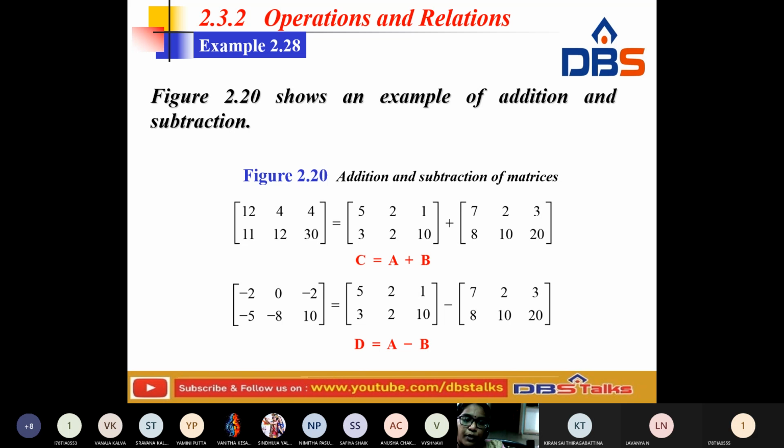This is how we perform the addition and subtraction operations on these matrices. We already know this, but we can recollect with this example how we perform the addition and how we perform the subtraction on this kind of matrices. So this is the example of addition and subtraction.